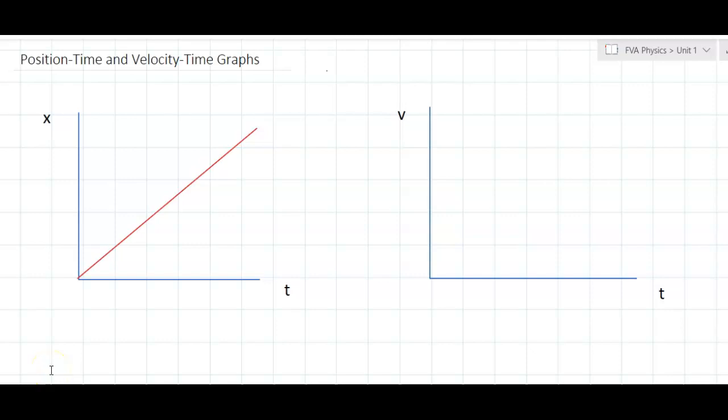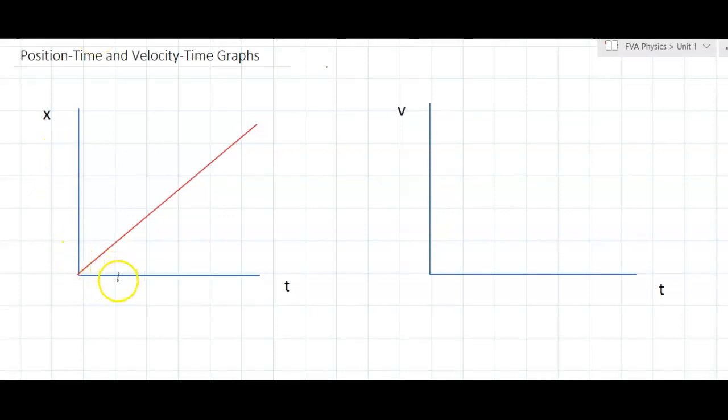Velocity time graphs and position time graphs are related. And so we're going to look at how to create a velocity time graph from a position time graph, and also how to create a position time graph from a velocity time graph. So if we start with this position time graph here, we can see that over time, as time moves on, this object is increasing its position from the origin or the reference position there to these positive positions shown here.